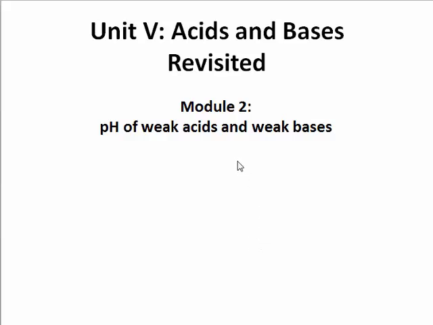This is the lecture for Module 2 of Unit 5. Unit 5 is the unit on acids and bases. Module 2 concerns the pH of weak acids and weak bases. Now we saw in the previous unit that it is fairly straightforward to calculate the pH and the pOH and concentrations of H+ and OH- in solutions of strong acids and strong bases. The matter of dealing with weak acids and bases is a little more complicated, and we will begin to discuss it here.